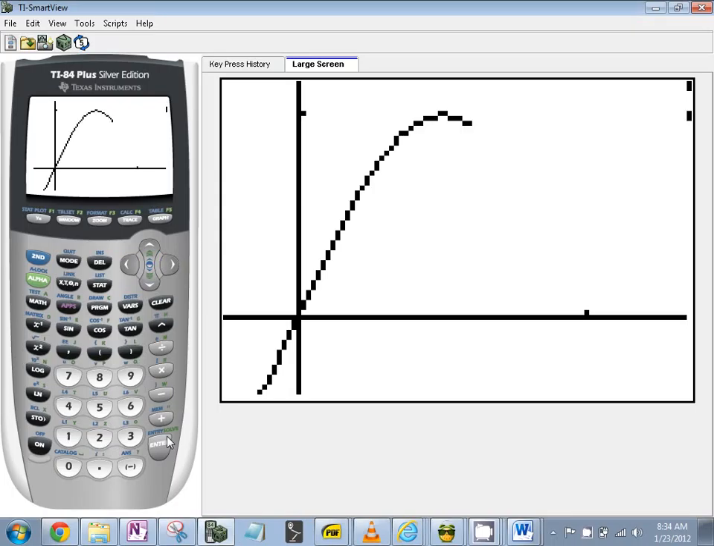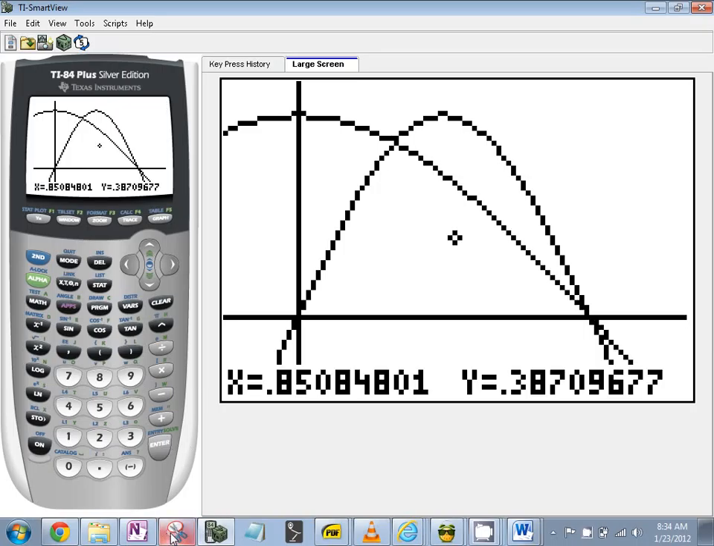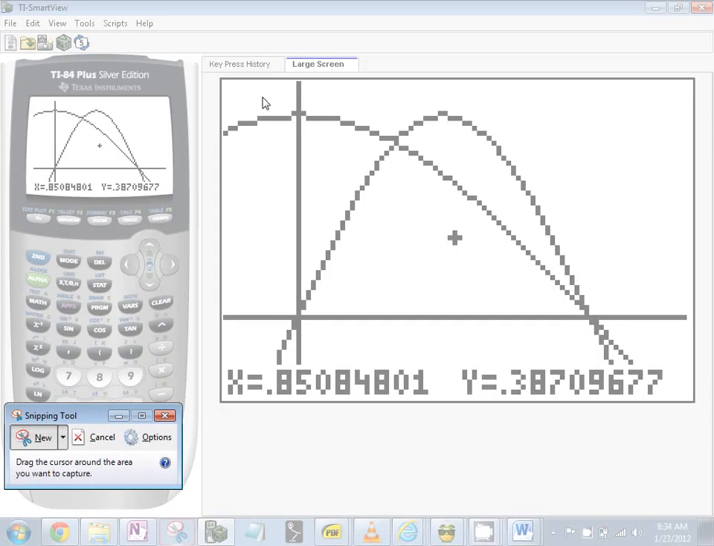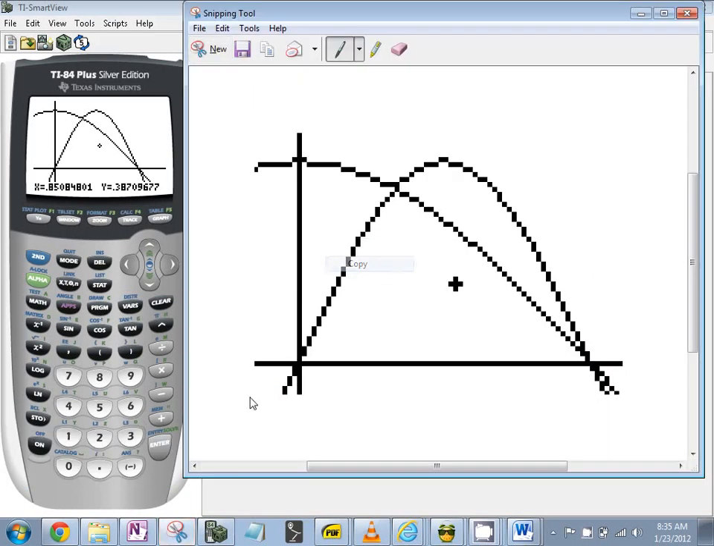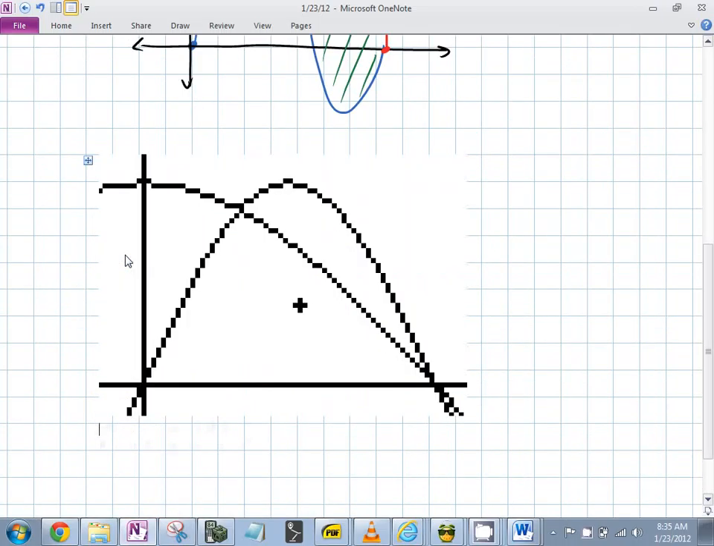So was my graph accurate? Not really. Mainly because I didn't really get the curvature of cosine correct. So that's what it actually looks like. So how many regions are there actually? 2. So my rough sketch was not super good. So this right here is not accurate.